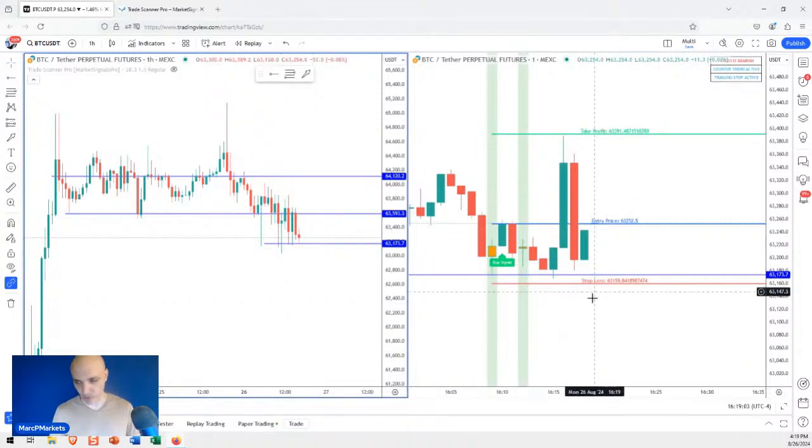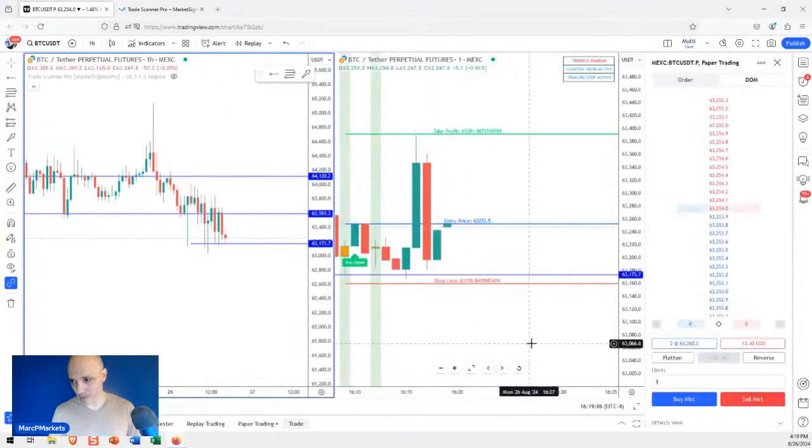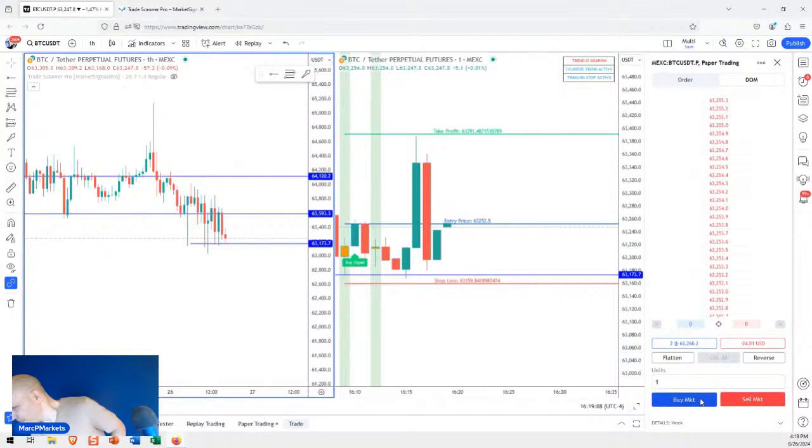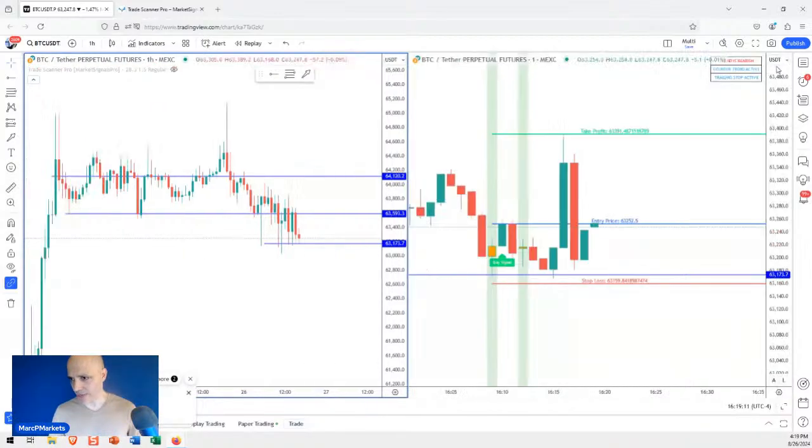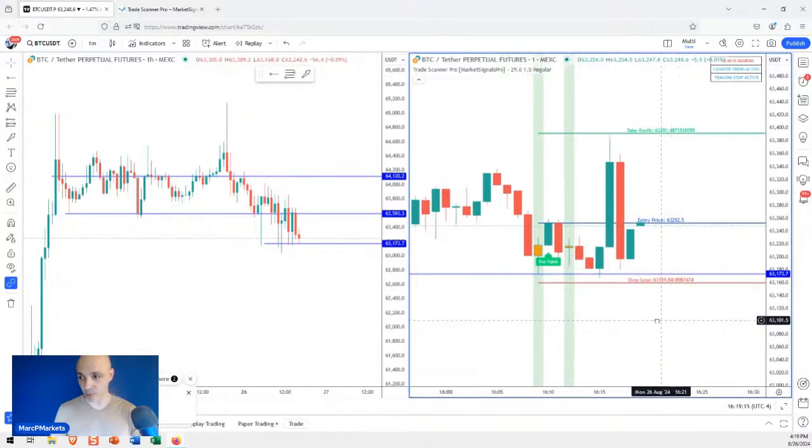Okay, look, we're back to the blue line. Now, keep in mind, I'm doing this on a 1 minute time frame. You shouldn't be doing this on a 1 minute time frame. You should be doing this on a 15 minute. It's not so wild on a 15 minute. It's a lot more stable.